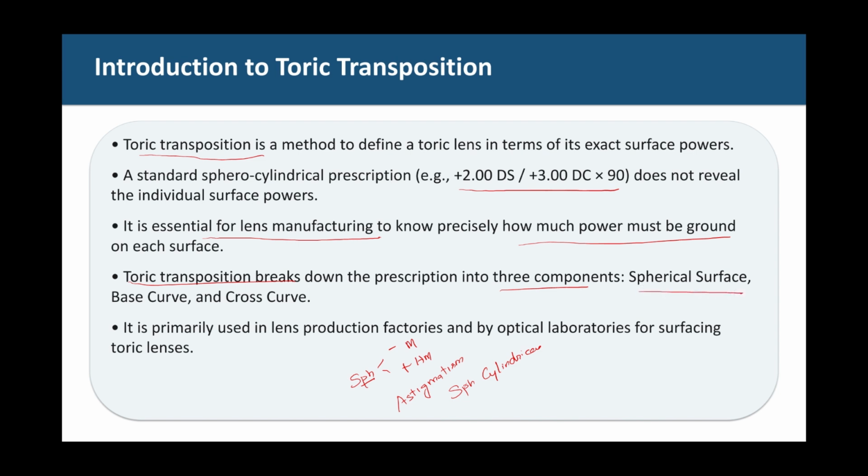One is a spherical surface power. Another is the base curve and what axis it has to be, and the cross curve and what axis it has to be. I will tell in detail about all these components subsequently. So what is this toric transposition used for? Primarily for lens production factories and by optical laboratories for surfacing a toric lens.